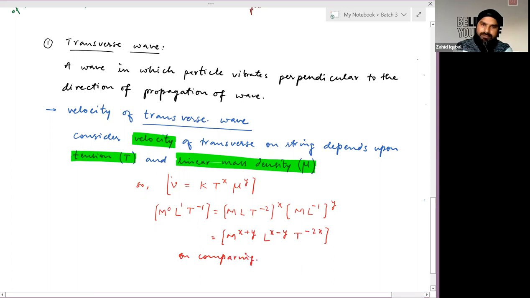So on comparing the exponent, first for mass, we have M raised to x plus y on the right hand side, but on the left hand side we have 0. So x plus y will be 0. The second one, for length, we have x minus y equals 1. And third, for T, we have minus 2x, which must be equal to -1.